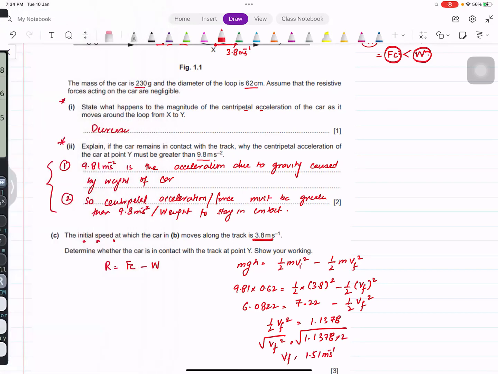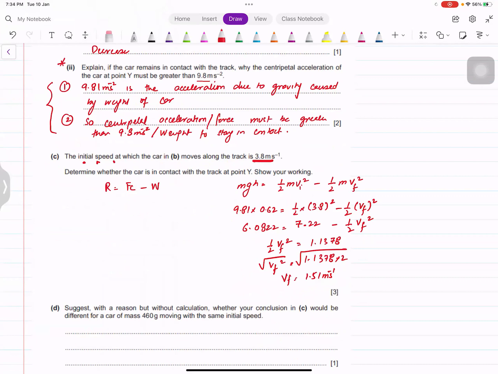Now we have to check it with the equation. That's why it is like, oh my God, tough question. Okay, mv square over r minus mg. Now 0.23. And now the speed is 1.51 whole square divided by R, which is definitely 0.31, times 0.23 times 9.8. Okay, fine. Now let's do that.